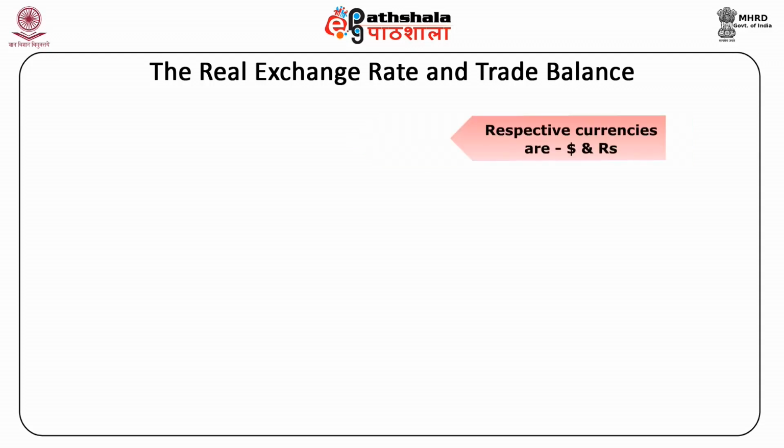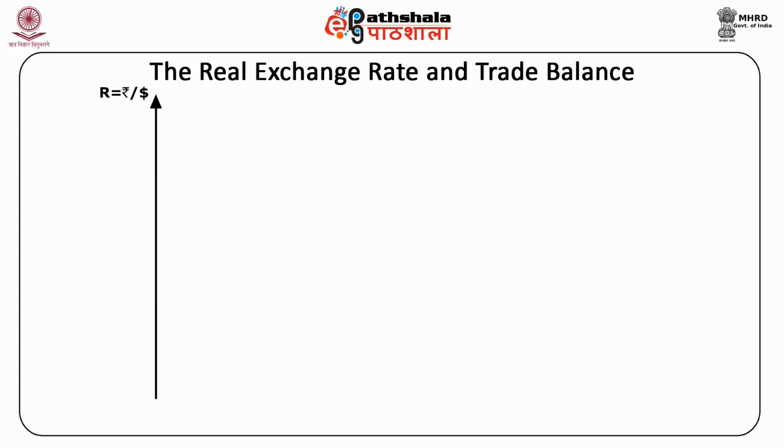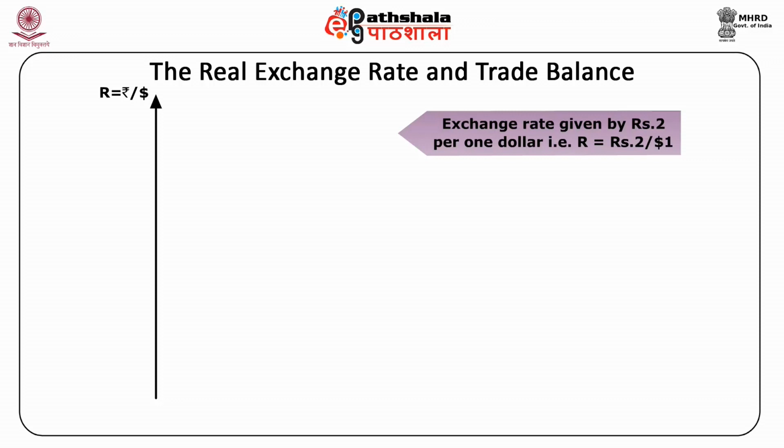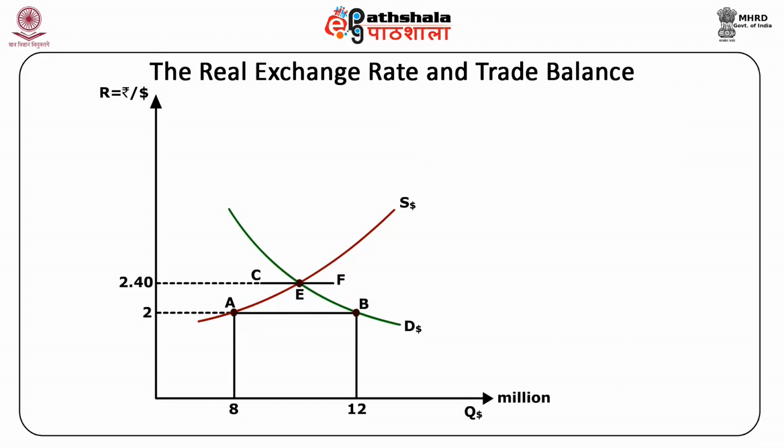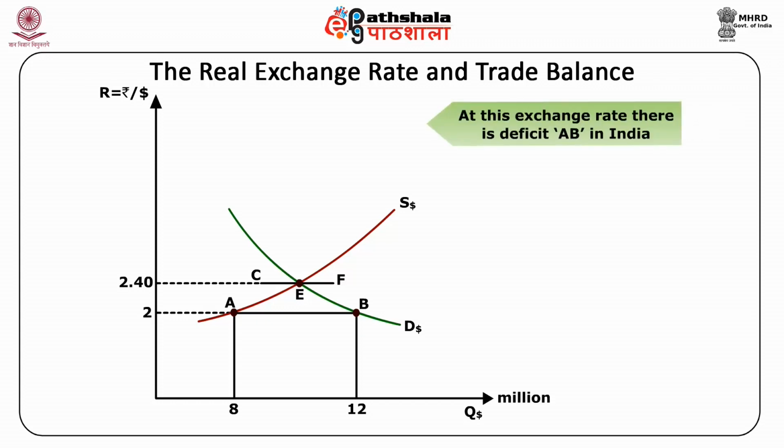The respective currencies are dollar and rupees. On the vertical axis, we measure the exchange rate, rupee in terms of dollars, and on the horizontal axis, we measure the quantity of dollars. The Indian demand for dollars is given by D dollar and supply by S dollar. Let the exchange rate be given by rupees 2 per $1, that is, R is equal to rupees 2 divided by $1. At this exchange rate, there is a deficit AB in India.